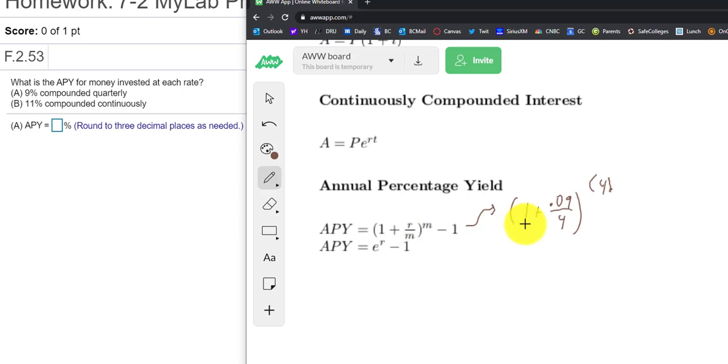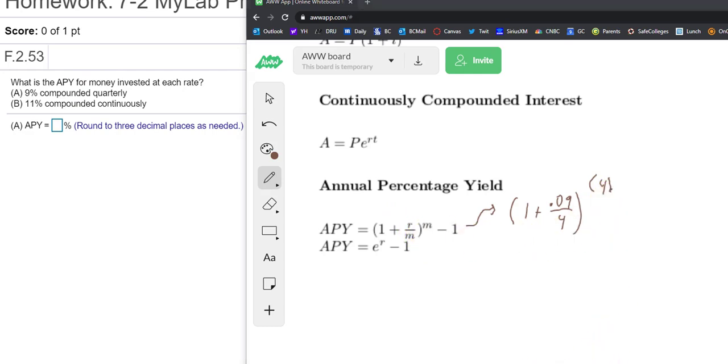Again, the R is 9% written as a decimal, right? We were given 9%, 0.09. The M is the number of compounding periods. So we're compounding quarterly. There's 4 quarters in a year, so I put a 4 here. If I was compounding monthly, I'd put a 12 in for M. If I was compounding weekly, I'd put in the 52 for M. But we said quarterly, so there's 4 quarters in a year, so we put in the 4.